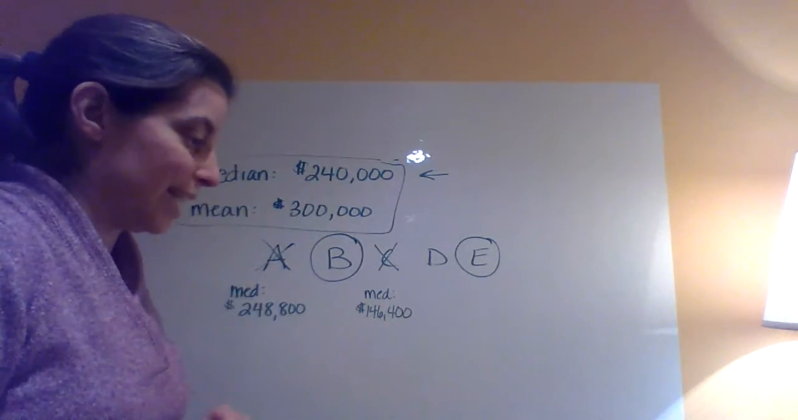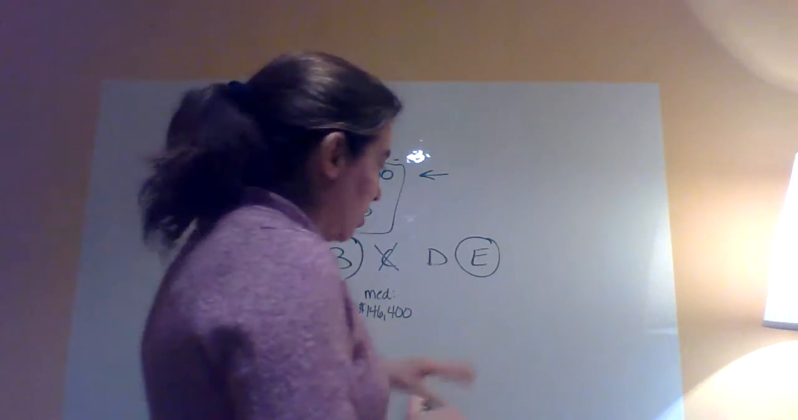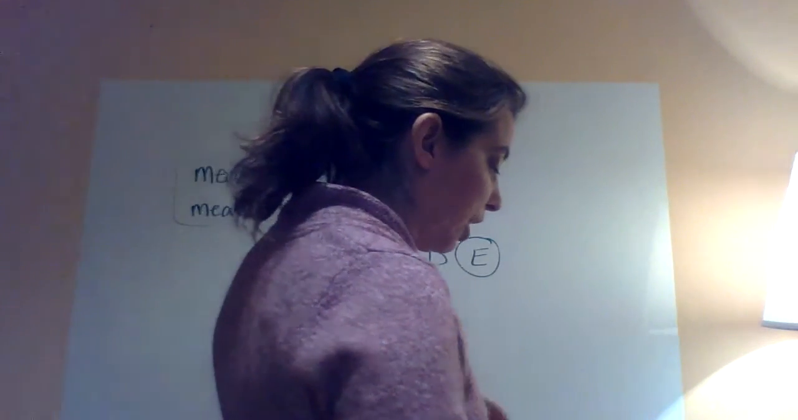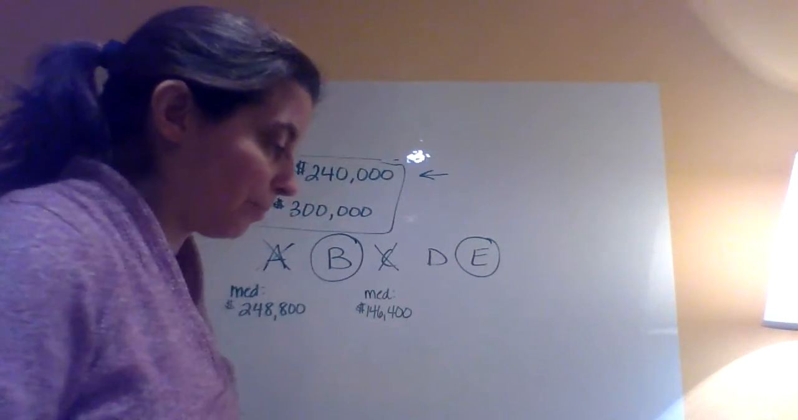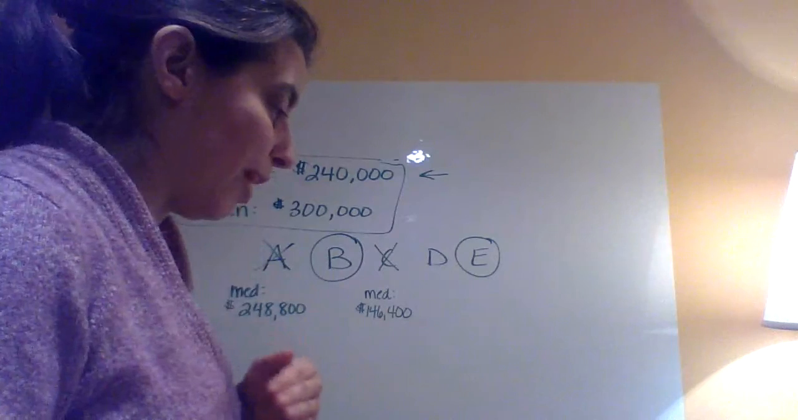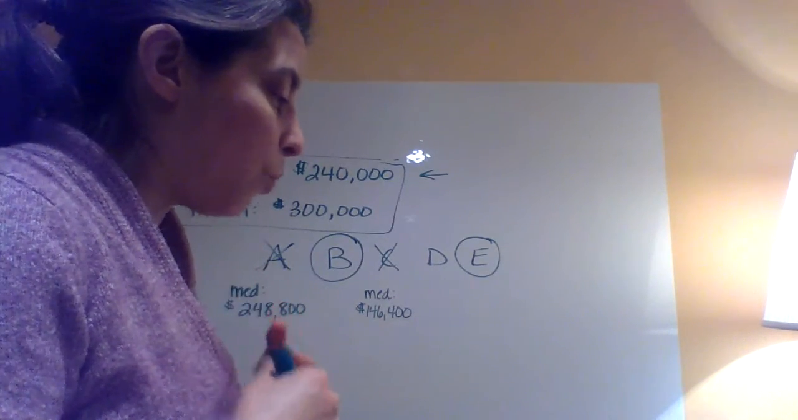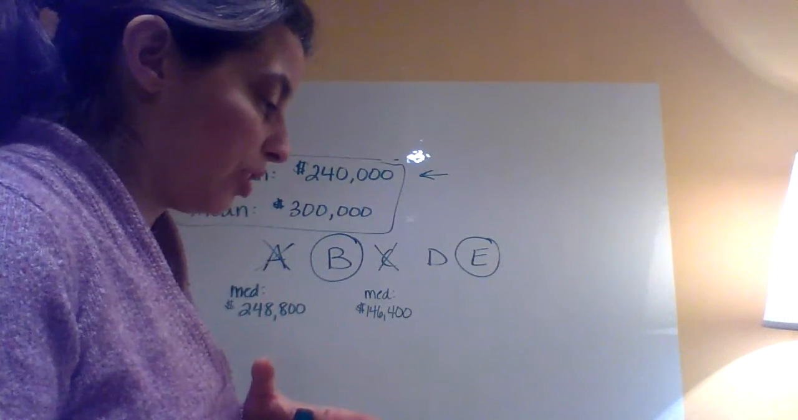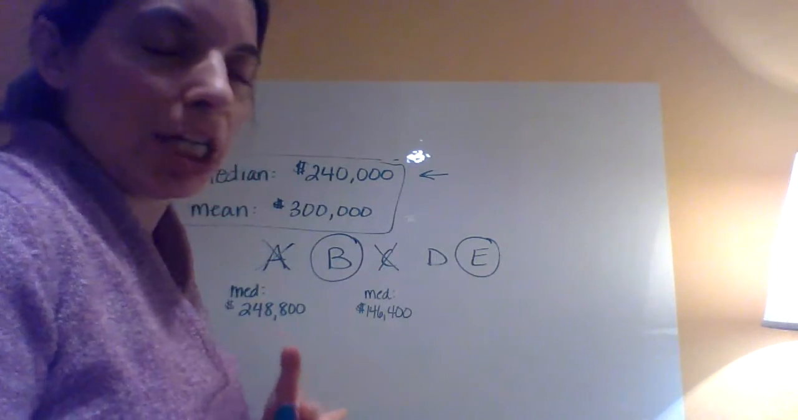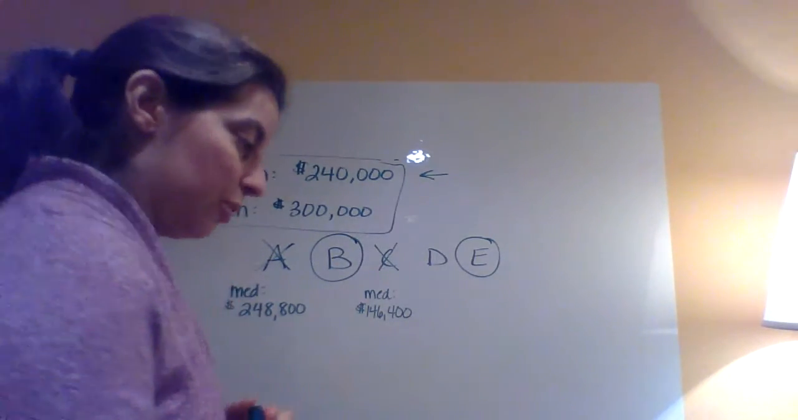Let's look at D and see why D could not be the right answer. If you look at the values for D, just take a minute to look down through those values and think about why the average or mean could not be 300,000 for those.